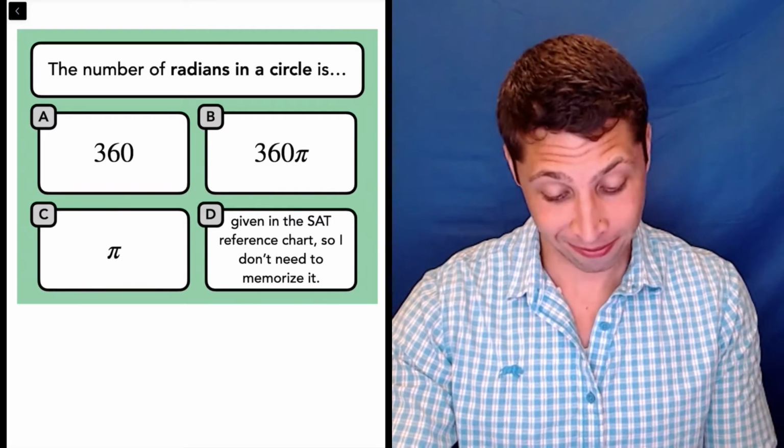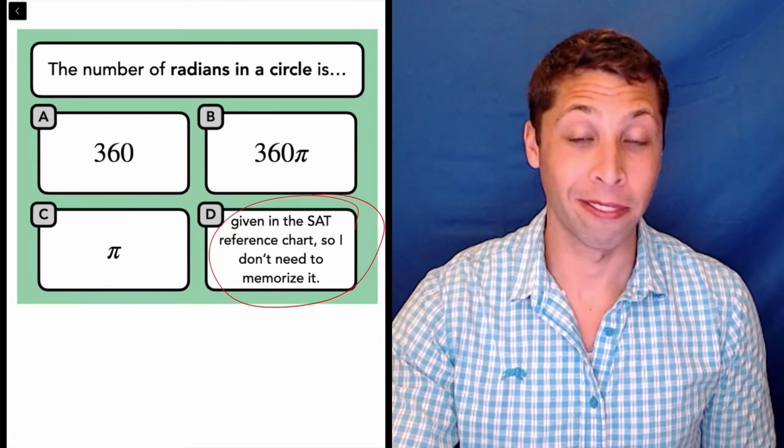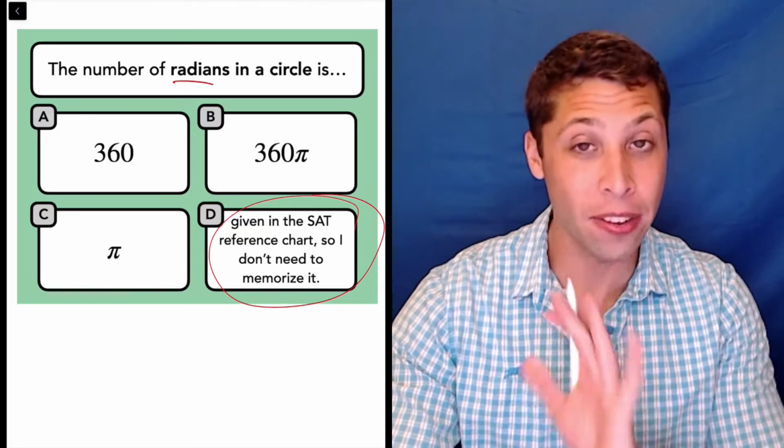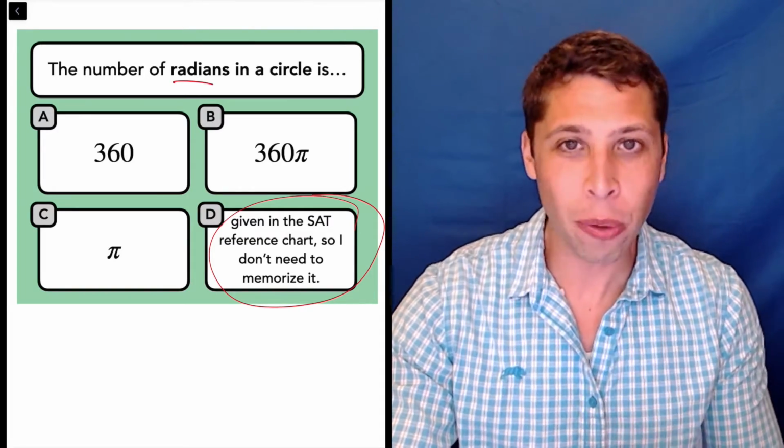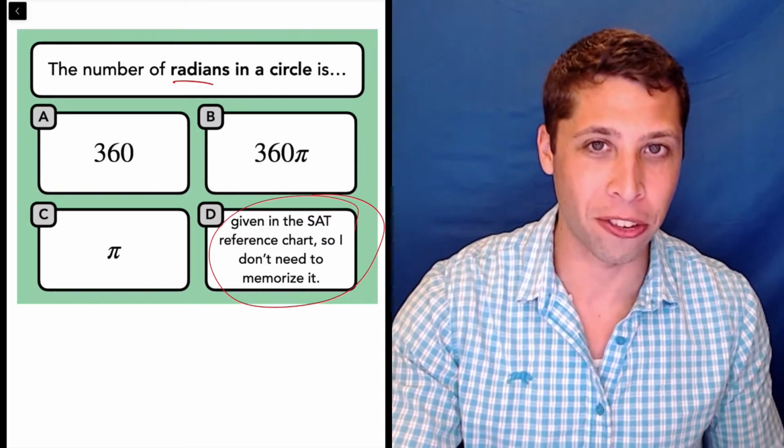Well, this one's easy. Choice D is the answer. They give you this information, the number of radians. Even if you've never learned what a radian is, you can get these questions right because they give you this information in the reference chart.